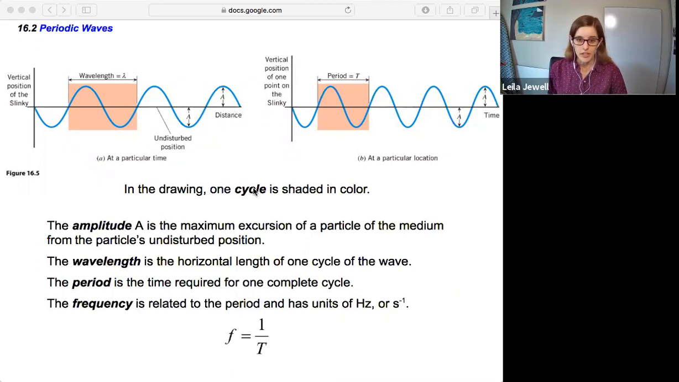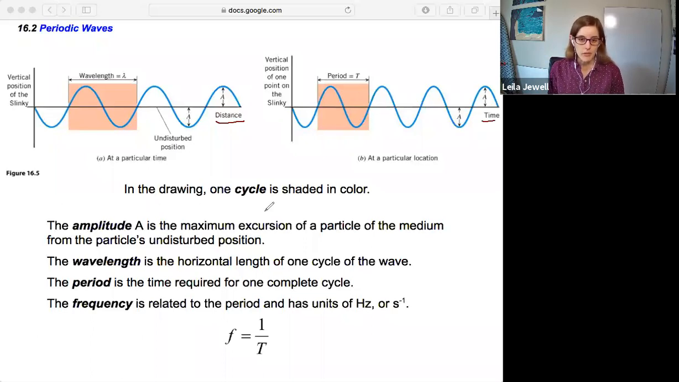So in the drawing, one cycle is shaded in color. And notice one cycle is different for each of them, right? Depending on if you're plotting distance or time. We'll get more into that in a moment. But a cycle is a full going through all types of motion. So if we start at the 0 point, it's going up, it's going back to the 0 point, but then also going down again before we get back to the 0 point. So it needs to cover all the different things that can be shown.